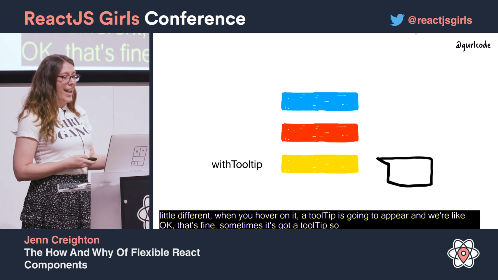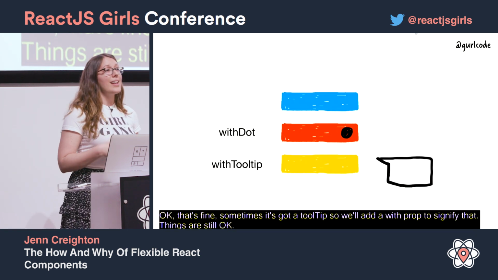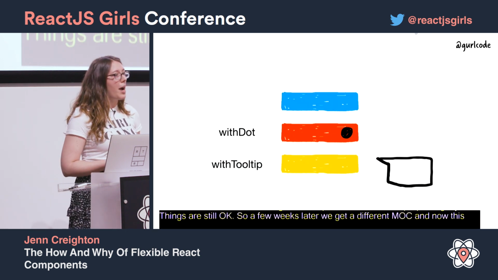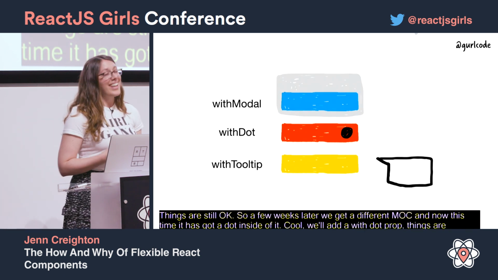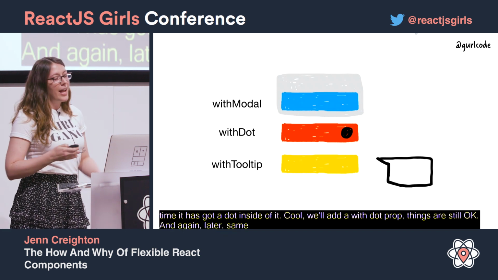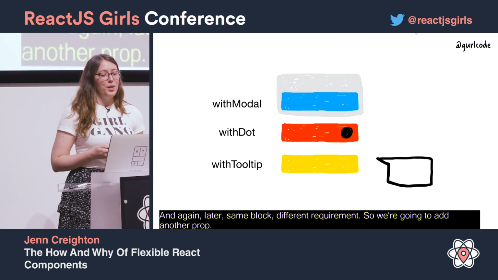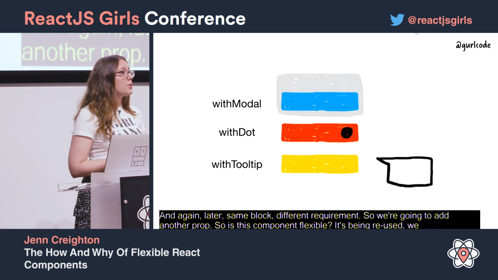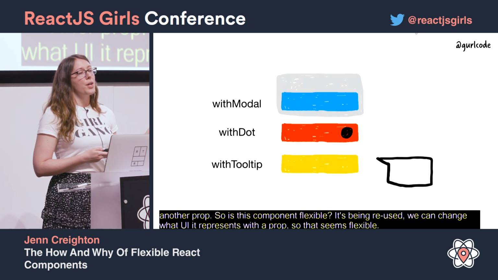Things are still OK. So a few weeks later, we get a different mock, and now this time it's got a dot inside of it. OK, cool. We'll add a with dot prop. We're still OK. And again, later, same block, different requirement. So we're going to add another prop. So is this component flexible? It's being reused. We can change what UI it represents with a prop. So that seems flexible. But let's imagine that some time goes by.